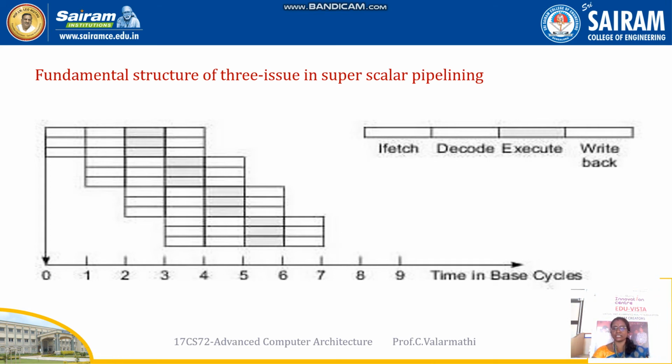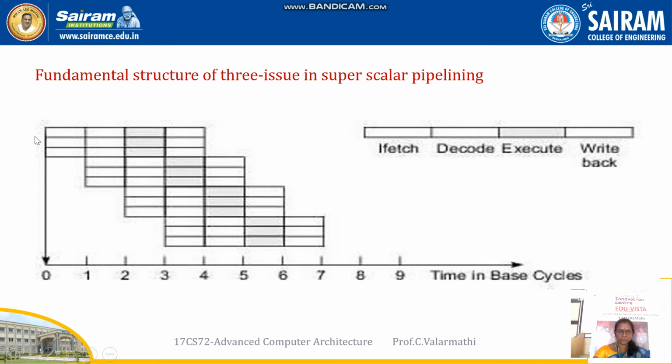What is the advantage? How can we tell that it is efficient? Here in the example itself, we can tell. How many clock cycles are shown in the example? 7 clock cycles. If you execute in normal traditional pipelining, how many instructions can be executed within 7 clock cycles? 1, 2, 3, 4. Only 4 instructions can be executed successfully within 7 clock cycles.